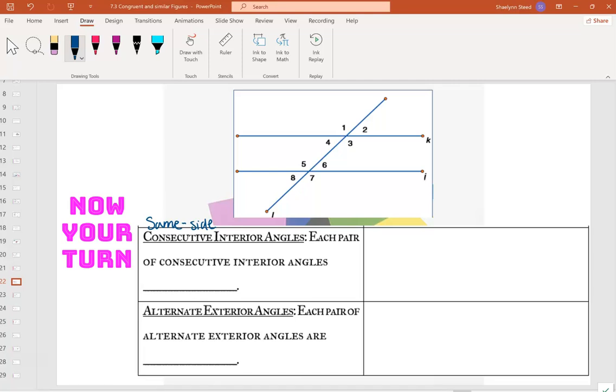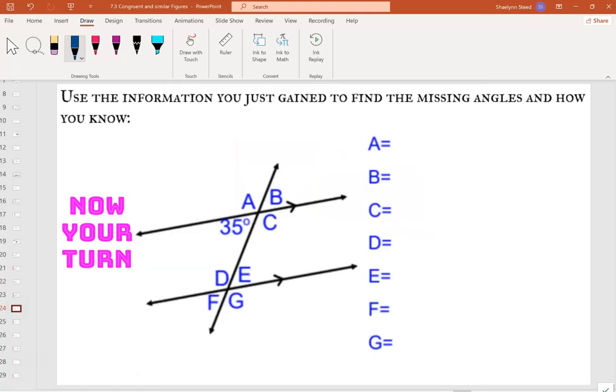So figure out what they would be. Are they congruent or are they supplementary? And then write what the angle pairs are in the other one. And then we're going to do a quick little blip of this one. I'll help you with A and probably A and D. And then you guys are going to be on your own for the rest of this.